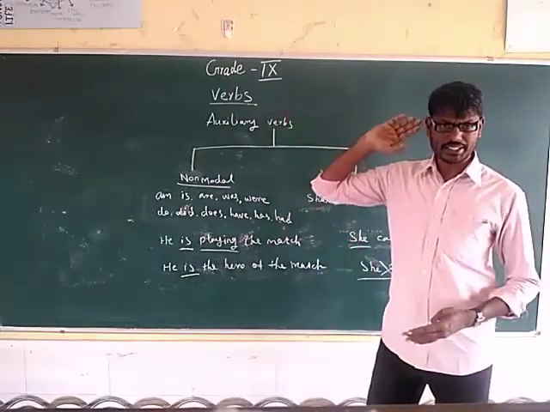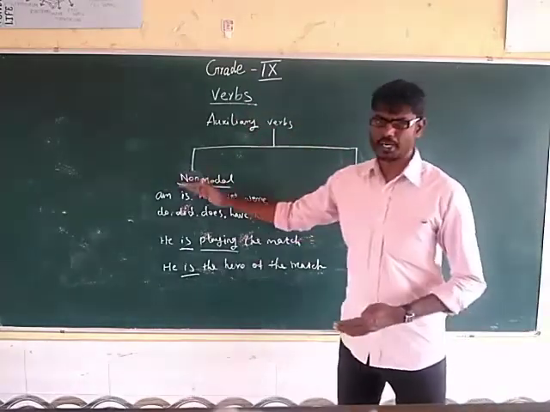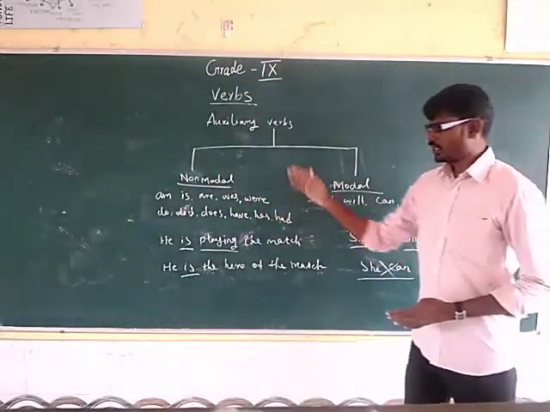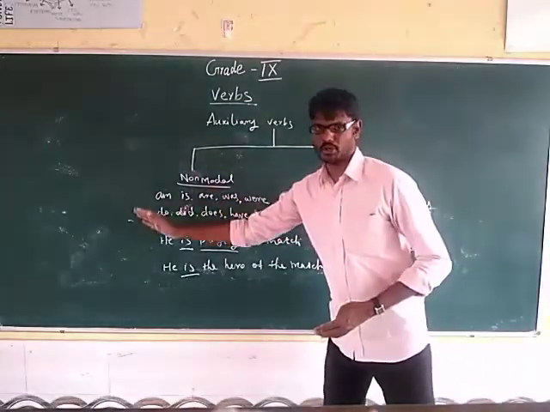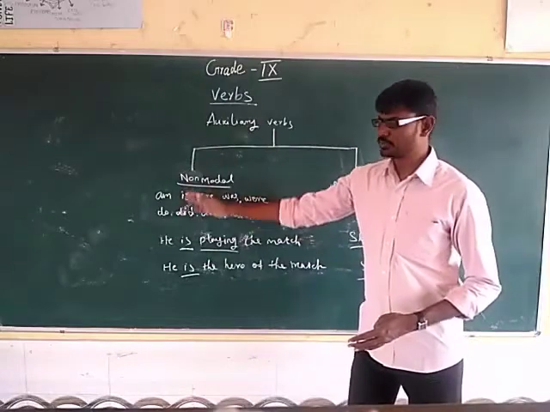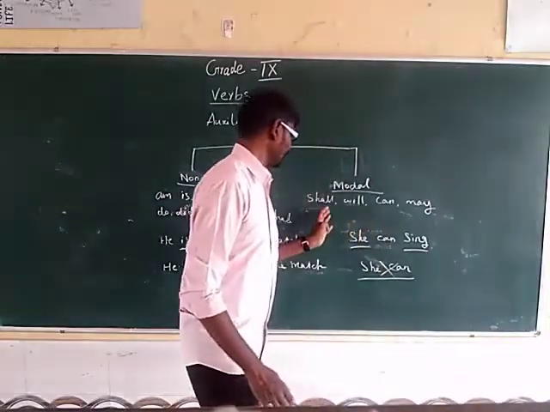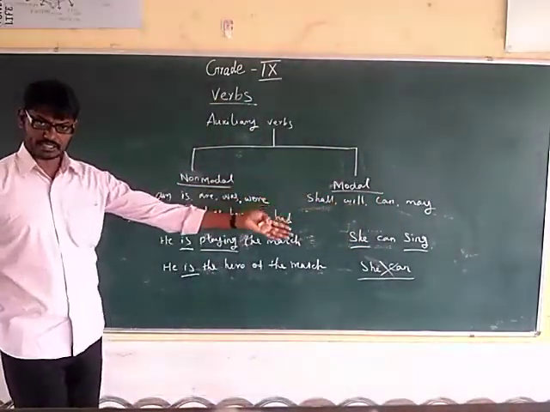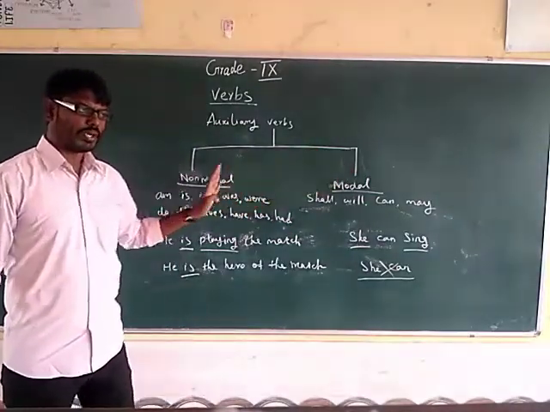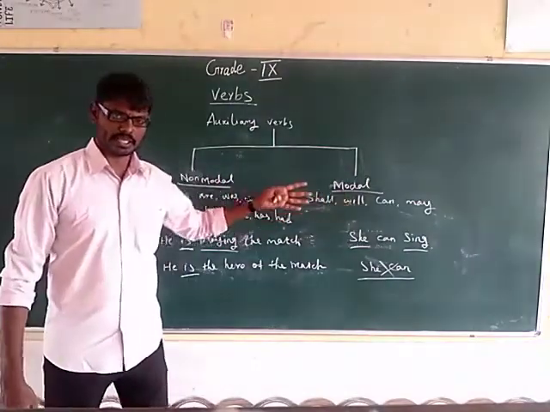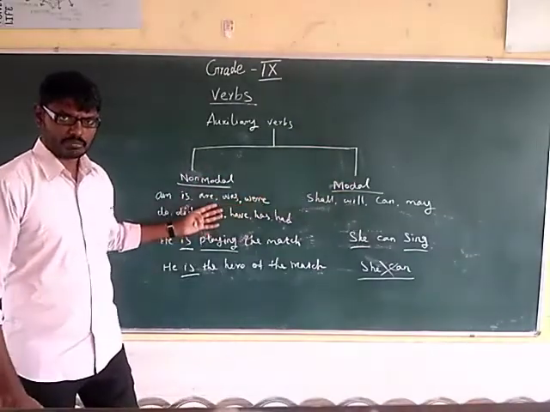So auxiliary verbs we can also divide into two parts. One is non-modal, another one is modal auxiliary verbs. Non-modal: am, is, are, was, were, do, did, does, have, has, had. These do forms, be forms and have forms are also called non-modal auxiliary verbs. But shall, will, can, may, might, must, would, should, could are all modal auxiliary verbs. What is the difference between modal auxiliary and non-modal auxiliary? How would you differentiate them?